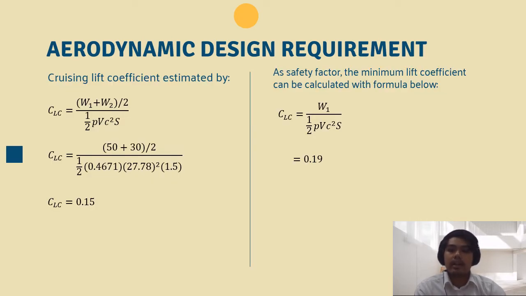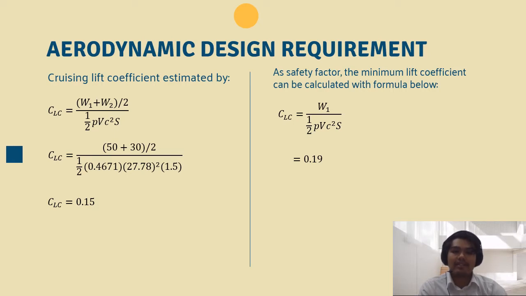Next, let's look at the aerodynamic design requirements. On the left, the cruising lift coefficient is estimated by using the CLC formula, where you get a CLC of 0.15. On the right is the safety factor. The minimum lift coefficient can be calculated with the formula below, where the CLC will be 0.19. That is all from me. Next, I'm going to hand over to the next group members to present their parts.